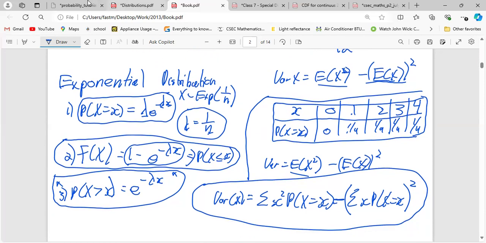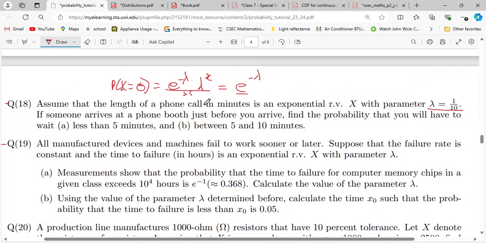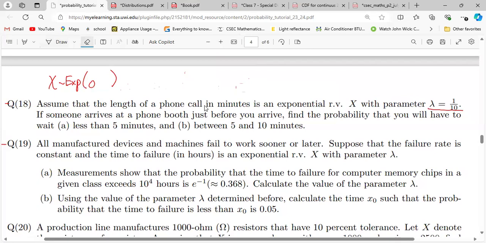Right? So let's try the question. We had already read the question, so we could label the distribution as exponential, and they gave you the 1 on 10, which is lambda. So 1 on 10 is 0.1. All right, so that's the random variable there. They said if someone arrives at a phone booth just before you arrive, find the probability that you will have to wait less than 5, between 5 and 10.